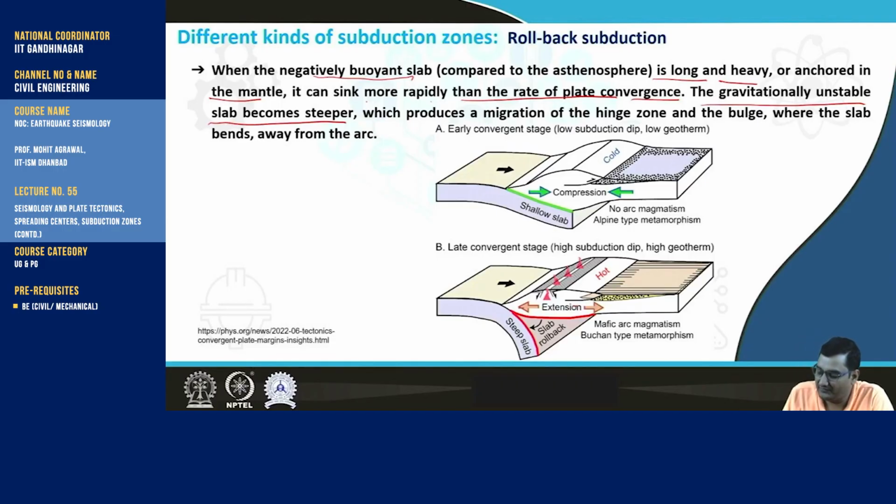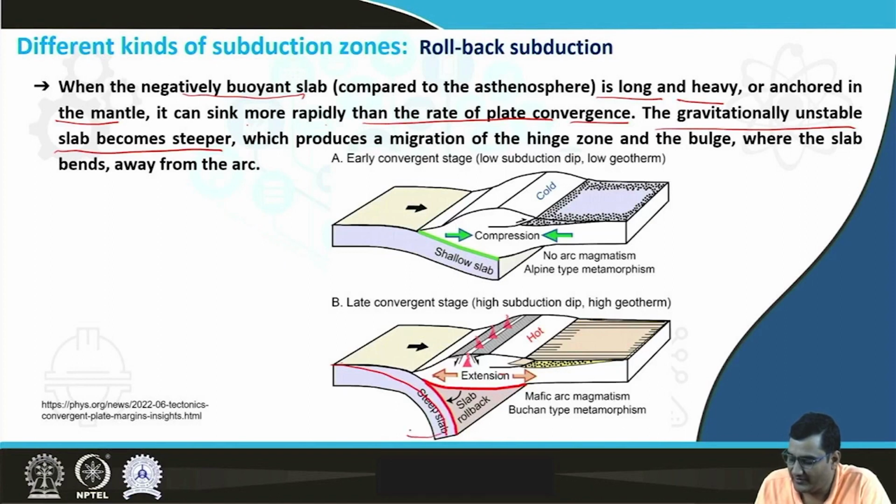So basically what happens, this slab, when it goes down due to its heaviness, moves back away from the zone of subduction. So this kind of migration happens at the hinge zone and the bulge where the slab bends away from the arc.